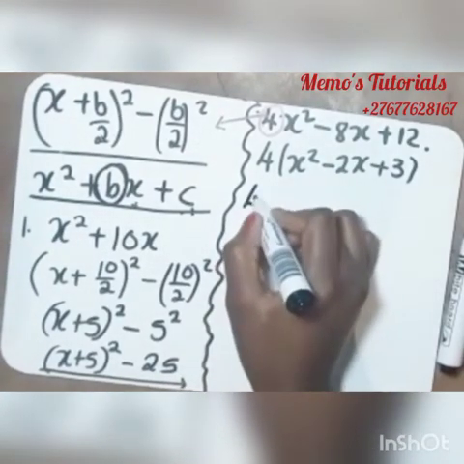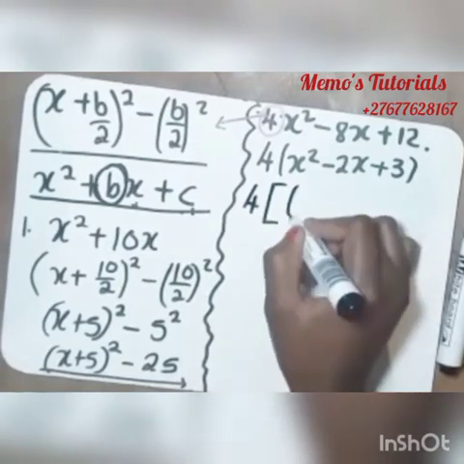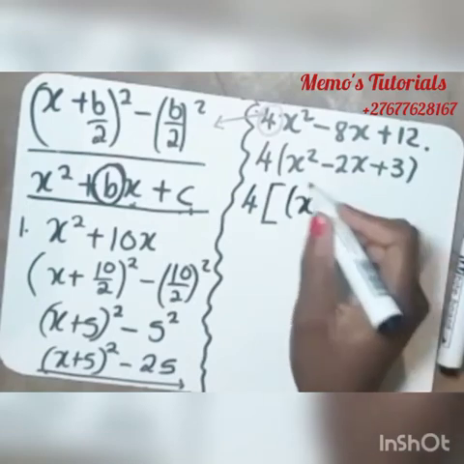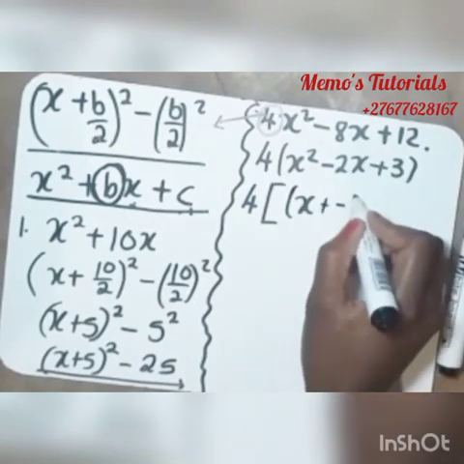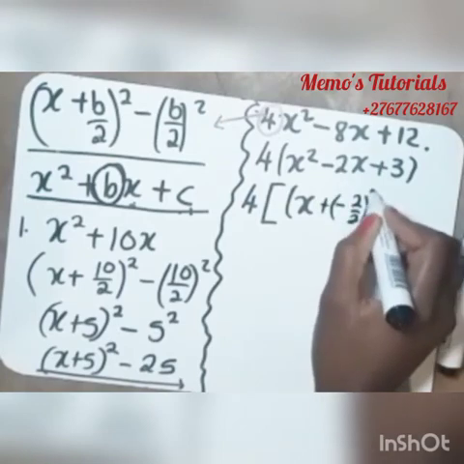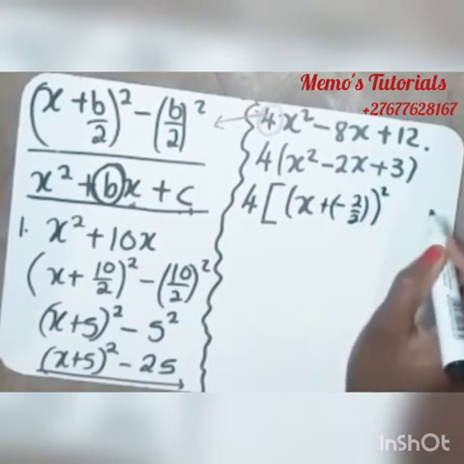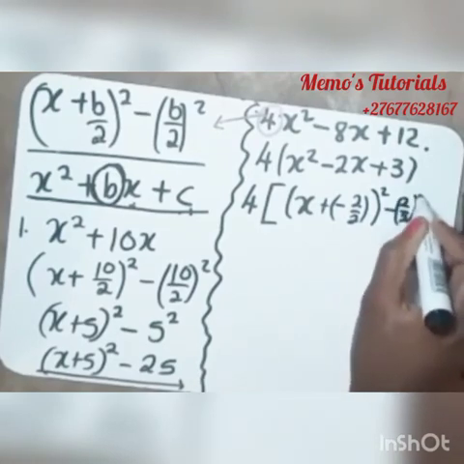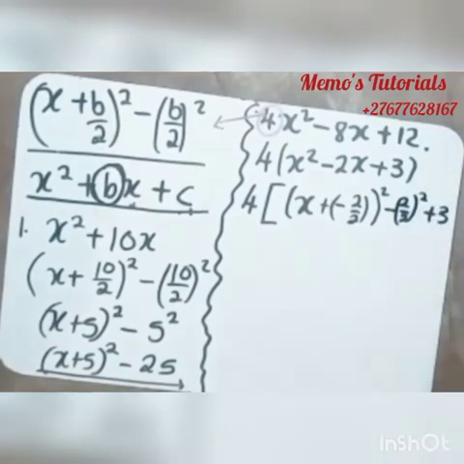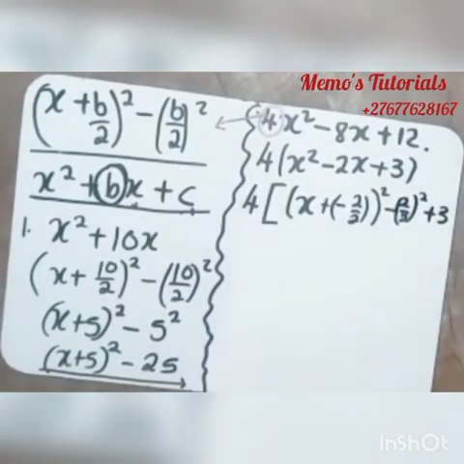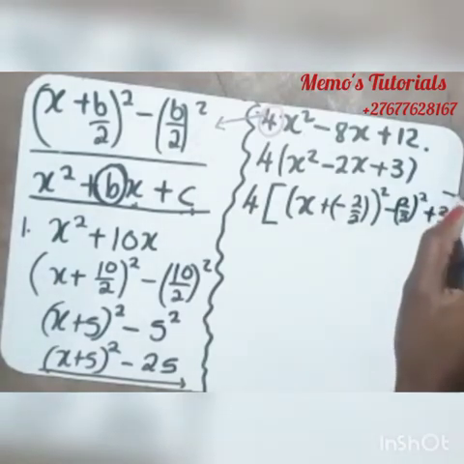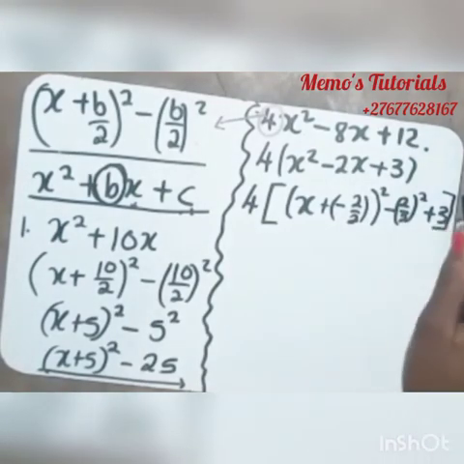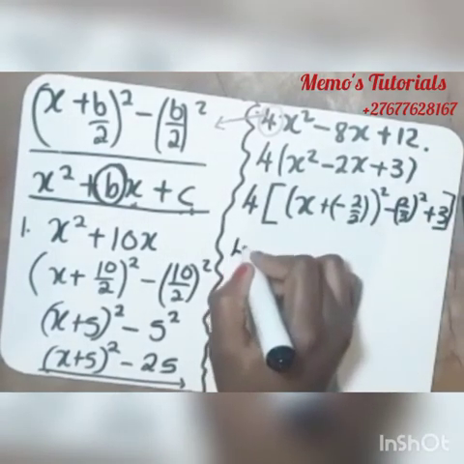So we're going to put our 4 outside, open a big bracket, and then we're going to use our formula, which says (x plus b over 2) all squared. So the first bracket is (x plus minus 2 over 2) all squared minus (2 over 2) squared plus a 3. 3 is our constant, that's our c, plus a 3. I'm going to close my big bracket because this 4 also affects the 3 that is in there.